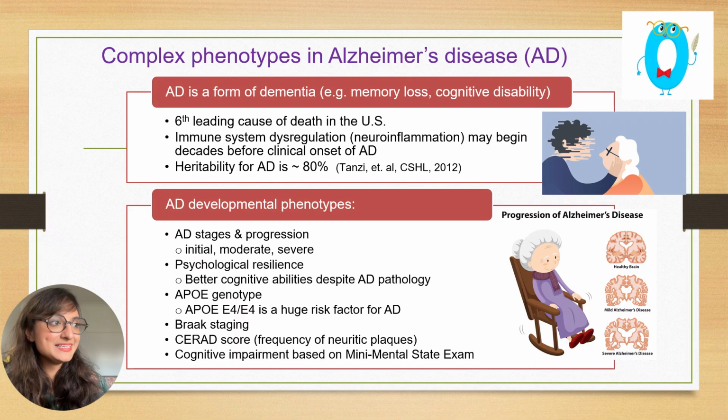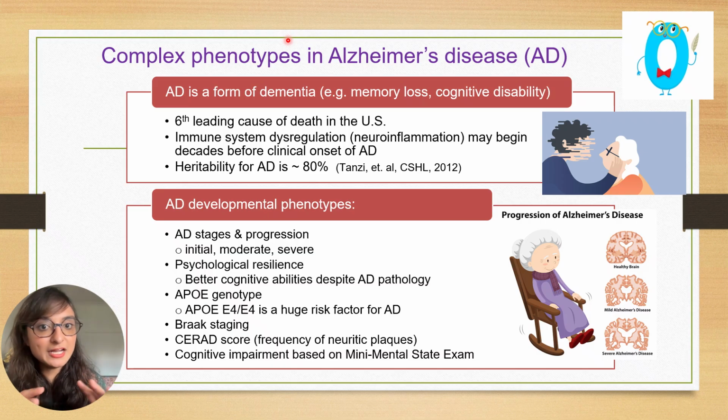So Alzheimer's disease is a form of dementia. As I was mentioning, memory loss, cognitive disability, memory starts fading, people start forgetting aspects of themselves. It's the sixth leading cause of death in the United States. Neuroinflammation, like the role of the immune system, may play a key role. I've written a couple of papers related to that.